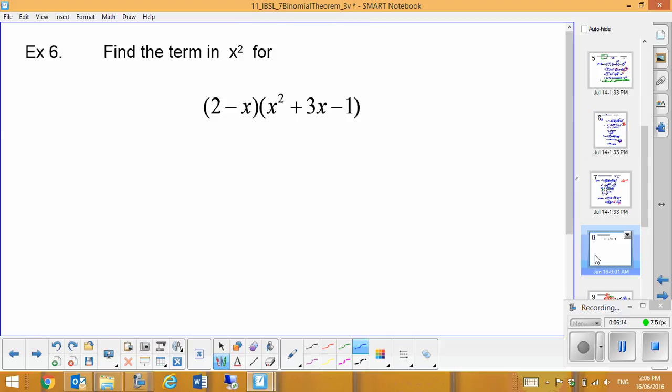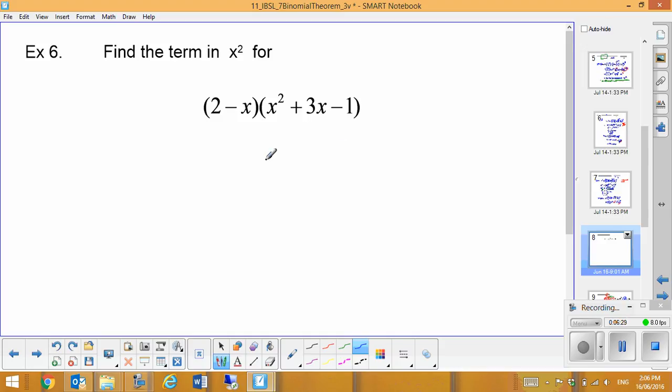The next problem we looked at was finding a particular term where we have two binomials, in this case a binomial and a trinomial multiplied. So this is just an easy example. You would have done something like this in year 10.